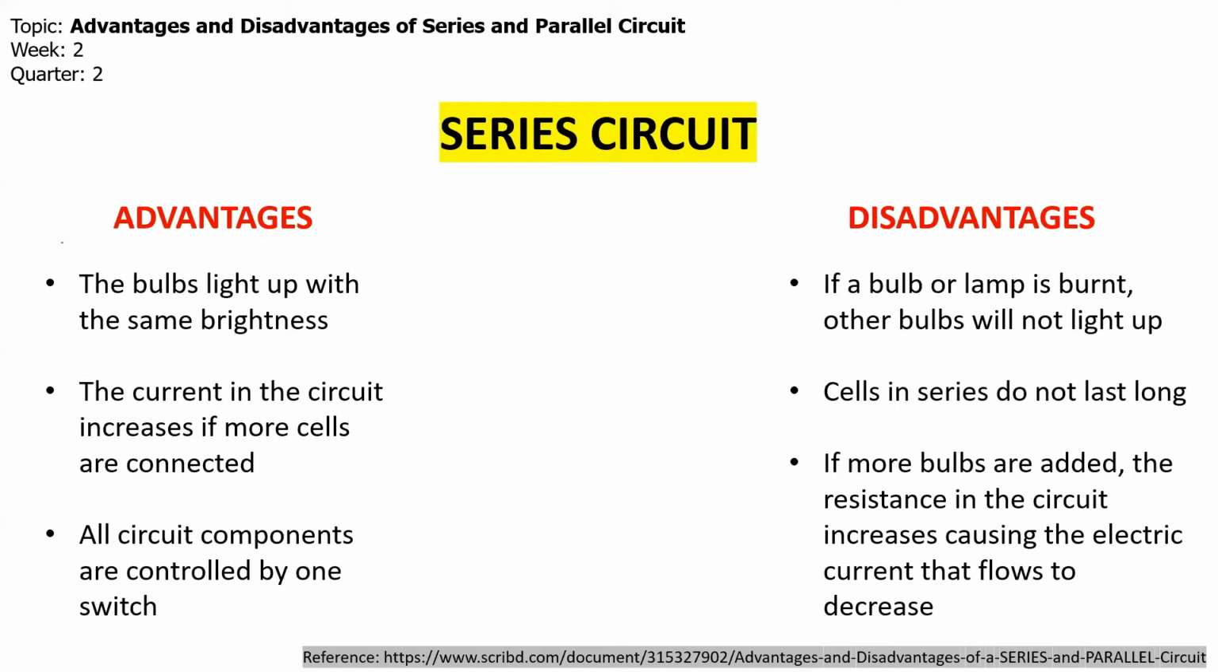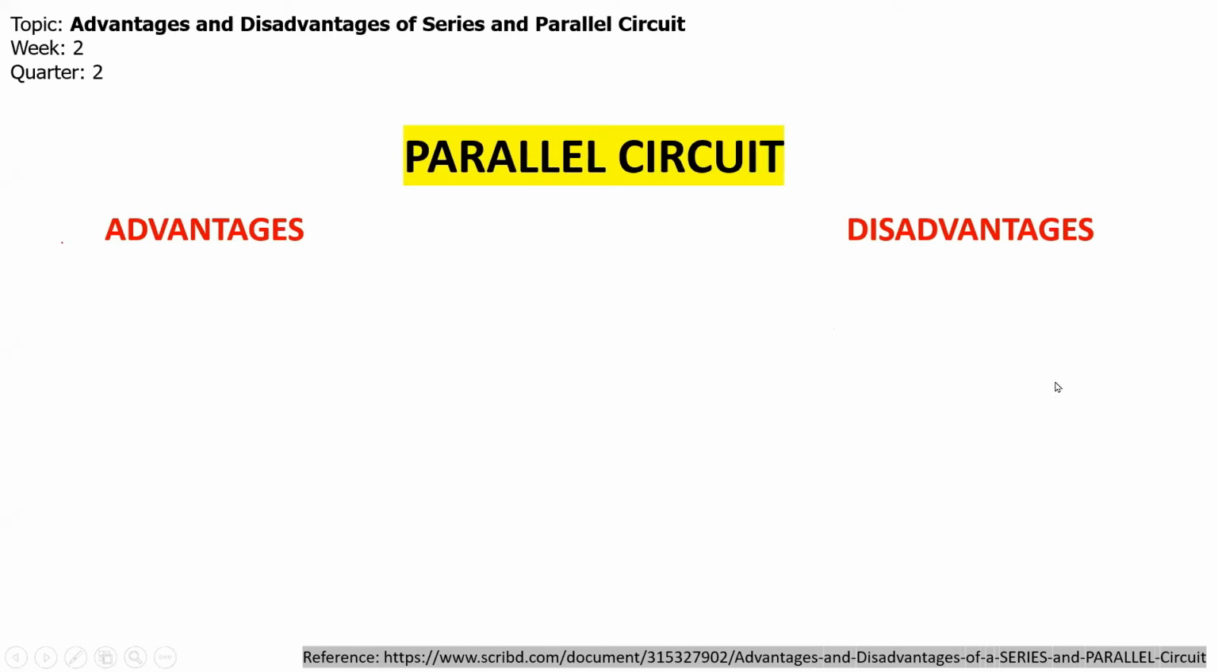If more bulbs are added, the resistance in the circuit increases, causing the electric current that flows to decrease. So in our series circuit, if there are many bulbs, the light of each bulb will not be as bright, because many are consuming electricity, many are consuming electrons. So if we put many resistors or many bulbs in a series circuit, each bulb will not be as bright. Okay? So how about the parallel circuit?